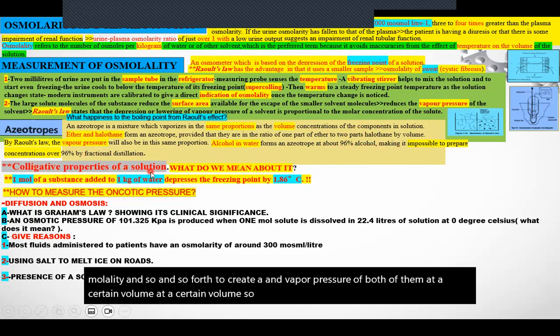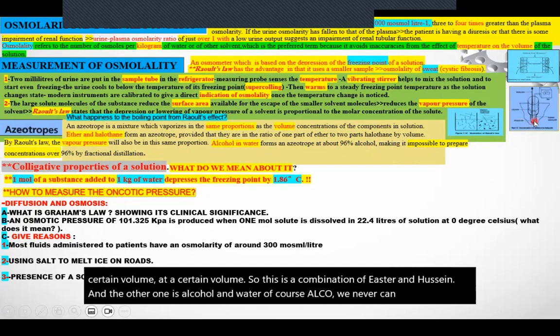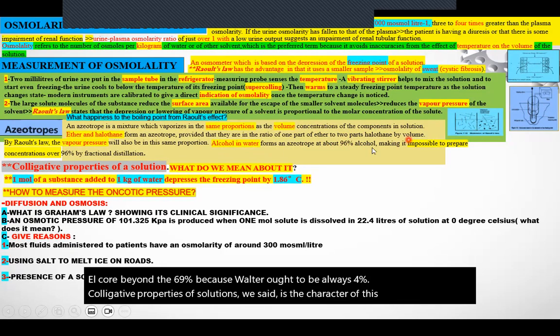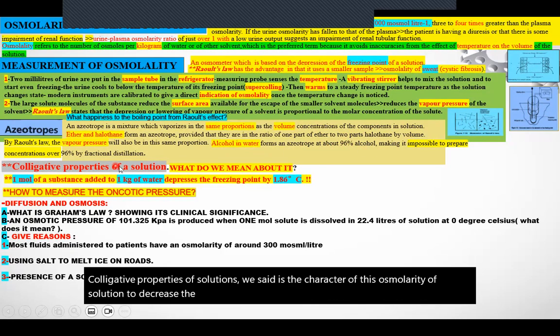Colligative properties of a solution, as we said, are the characters of the osmolarity of a solution: to decrease the freezing point, to increase the boiling point, and to decrease the vapor pressure of the solvent. All these characters are called colligative properties, and these are some questions I figured out in the exam.